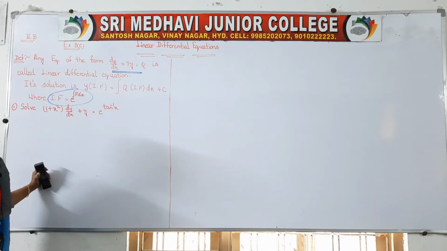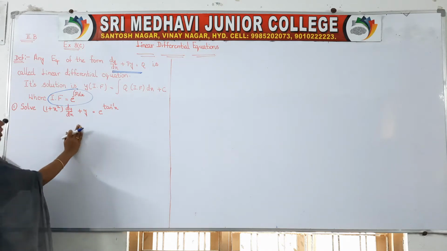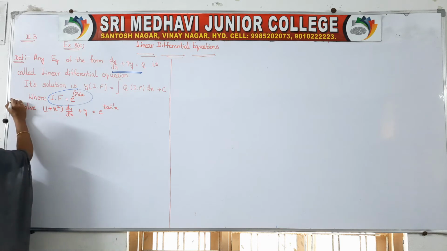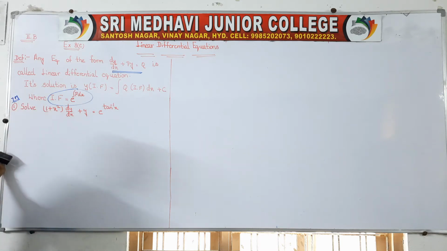Once we get p, we find the integrating factor. So the key point is the integrating factor. If we get the integrating factor, we can easily solve the problem, isn't it? So now come to this question. It is a many times repeated question, a 7 marks question from linear differential equations.